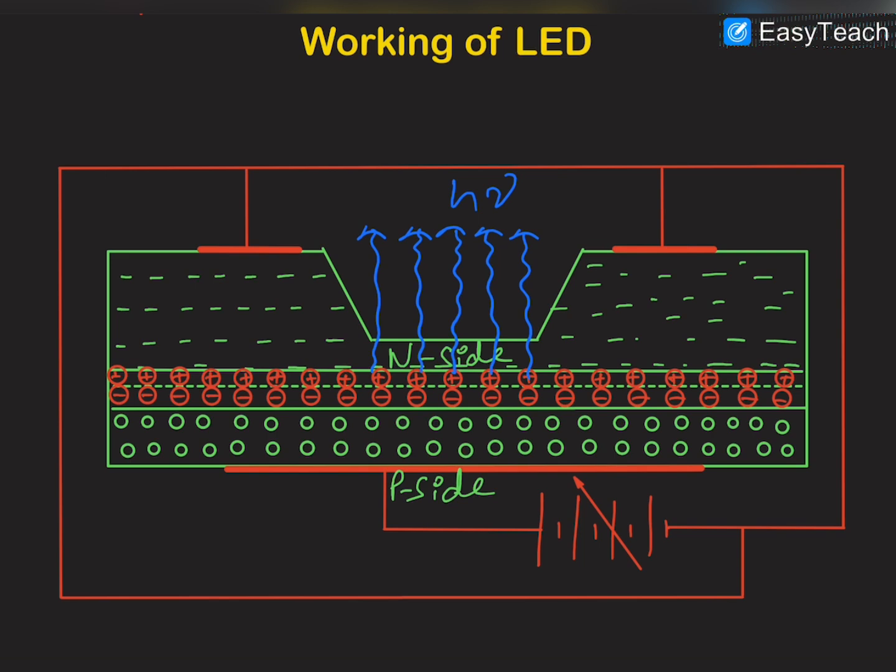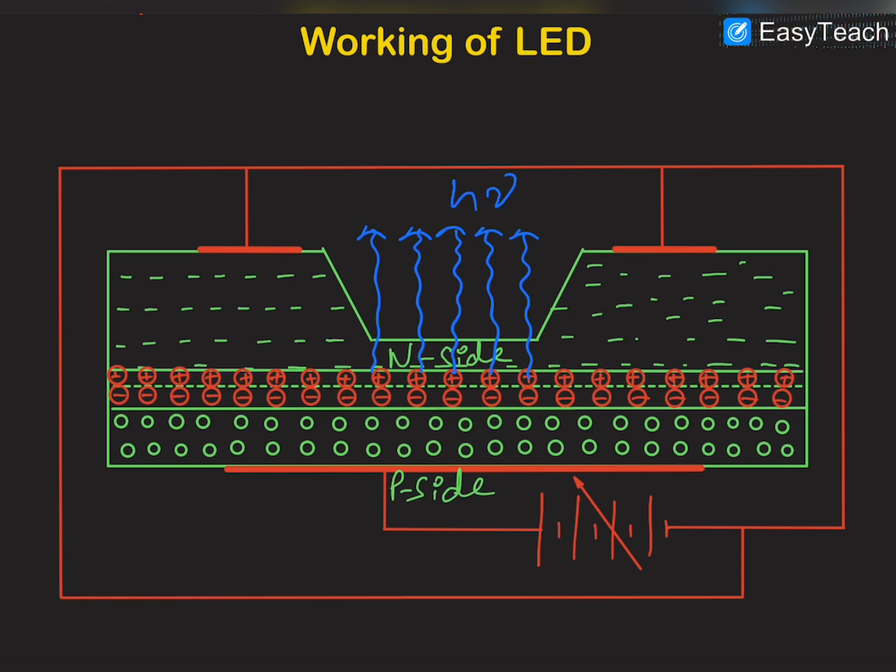In forward biasing, these holes, which are in huge amount because the doping concentration is very high, will be moving towards the junction in a large amount, and these electrons will also be moving towards the junction in a large amount. Due to their movement, diffusion current will flow, and the holes and electrons will recombine at the junction. Due to this recombination, photons will be emitted from the junction. It is very important to note that photons are emitted from the junction.